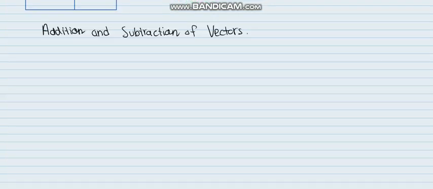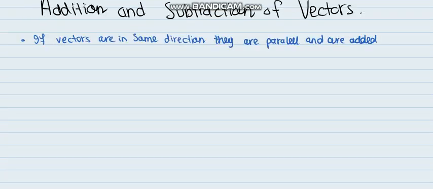So our next topic is addition and subtraction of vectors. If the vectors are in the same direction and they are parallel, they are added. Let's suppose we have a vector 20 Newton directed vertically upwards and another vector 10 Newton directed vertically upwards. They both would add up and make 10 plus 20, 30 Newton vertically upwards.